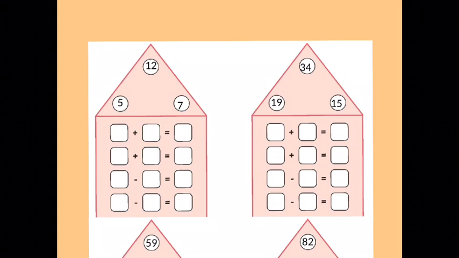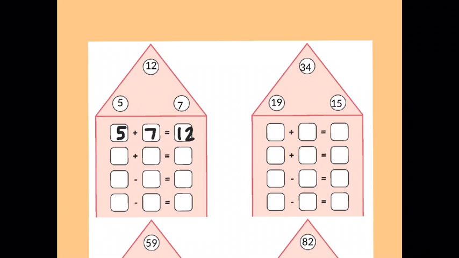So how did you get on with your fact families? Let's go through these together. So in the first example, we had 12, 5 and 7. So we could say that 5 add 7 equals 12, remembering for addition that we want our largest number as our total.